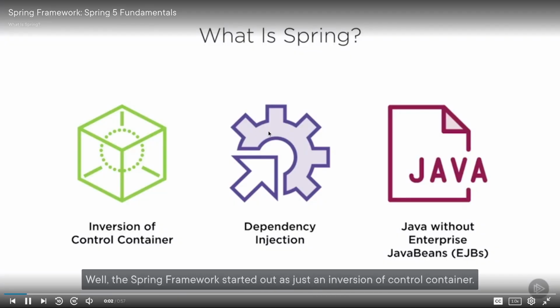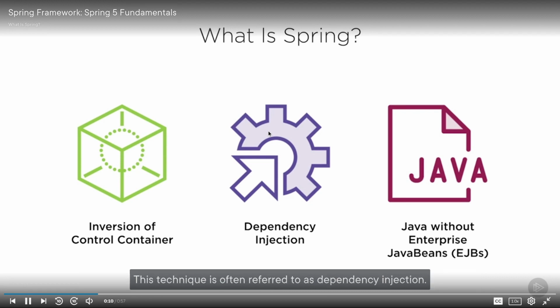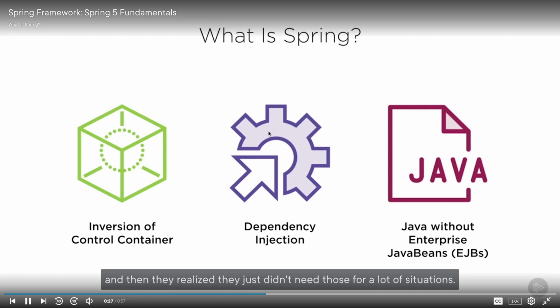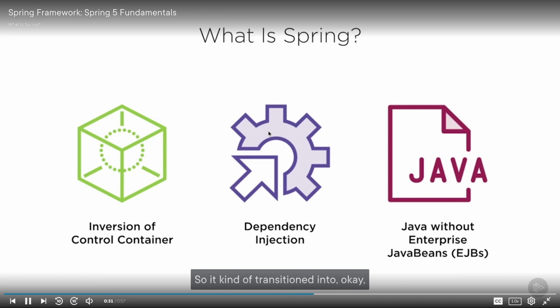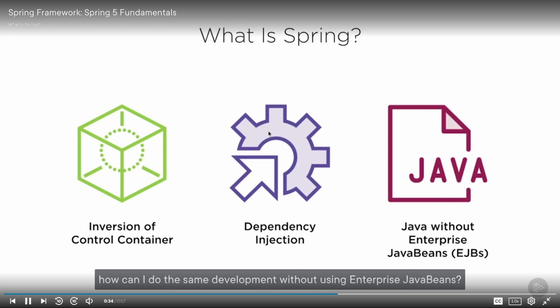What is Spring? Well, the Spring framework started out as just an inversion of control container. This technique is often referred to as dependency injection. It was conceived to reduce or replace some of the complex configuration of the earlier Java Enterprise Edition. Spring was later built around using Java without EJBs, so its original concept was how to work better with EJBs, and then they realized that they just didn't need those for a lot of situations. So it kind of transitioned into, okay, how can I do the same development without using Enterprise Java beans?